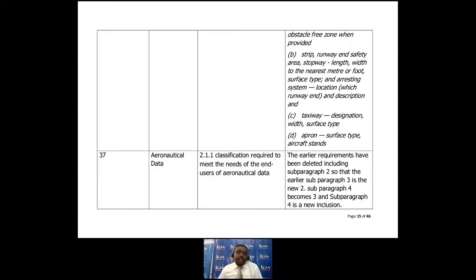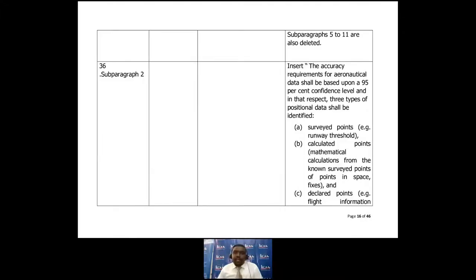And then 37 on aeronautical data, that is from ICAO Annex 14, Volume 1, Section 2.1.1, classification required to meet the needs of end users of aerodrome aeronautical data. So the earlier requirements were deleted, including some subparagraph 2, so that the earlier subparagraph 3 is the new 2, and subparagraph 4 becomes 3, and subparagraph 4 is a new inclusion. Then 5 to 11 are also deleted.